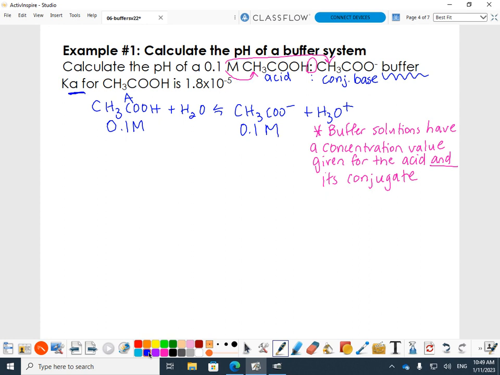Okay, so the Henderson-Hasselbalch equation does need us to do pKa. It is a pretty straightforward calculation, so you can show your work or you can just put the answer into the formula. It's up to you.